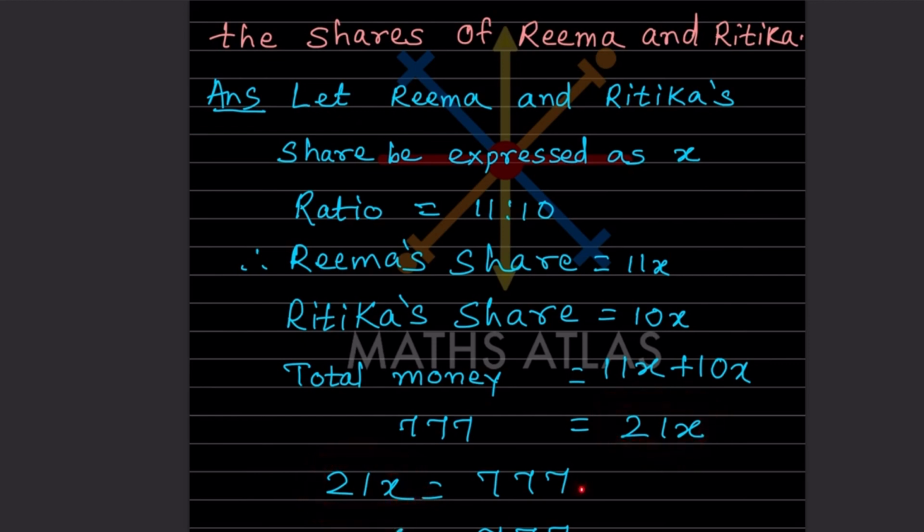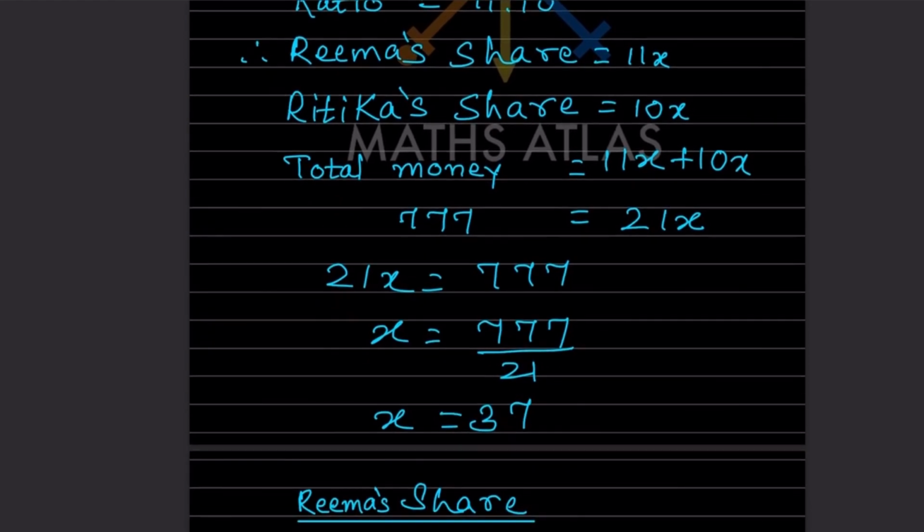Now 21x is 777, so x is going to be what? Because this is multiplication, right? It is going to get divided. So this is 777 divided by 21, and when you divide it, you get 37. So we got x is 37.